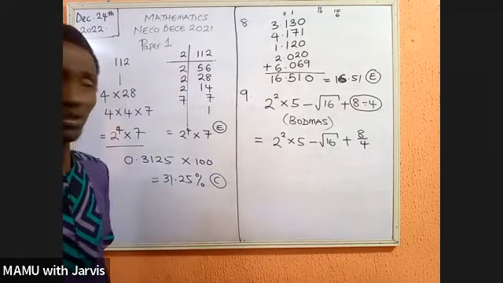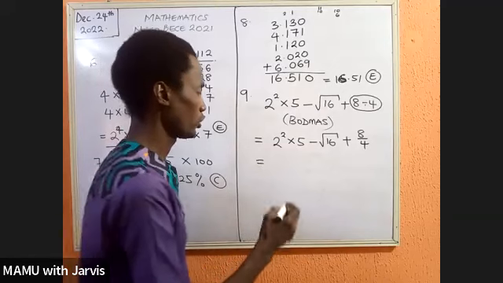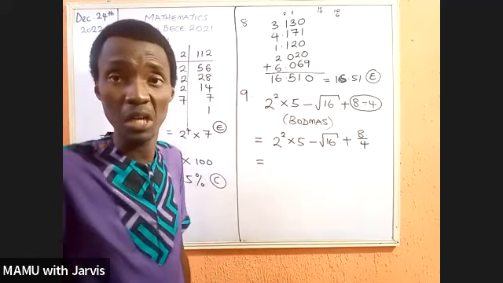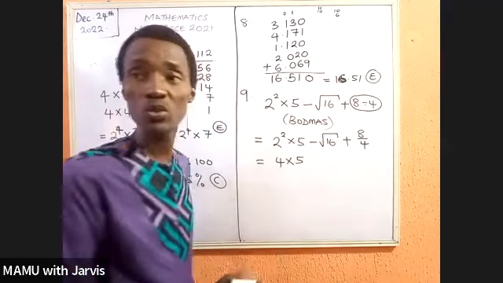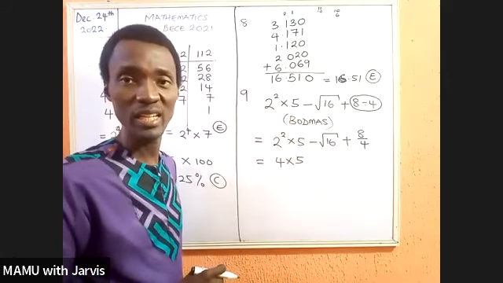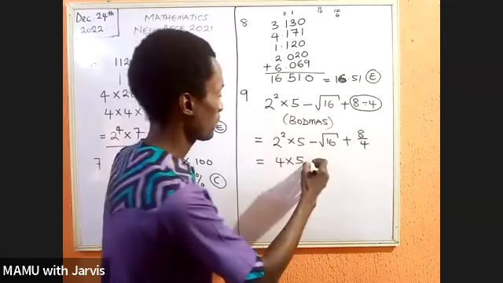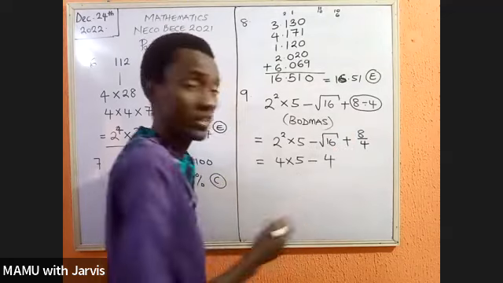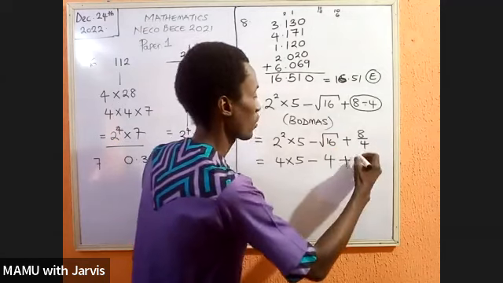Are we seeing it? That's what you have. So the next thing you do, 2 raised to the power of 2 is what? 4. So you can do that. That'll be 4 times 5. Some books will say that 2 raised to the power of 2 is the index, basic BODMAS index. So minus the square root of 16 will be 4. It won't affect your problem.